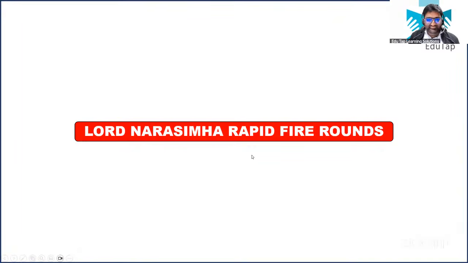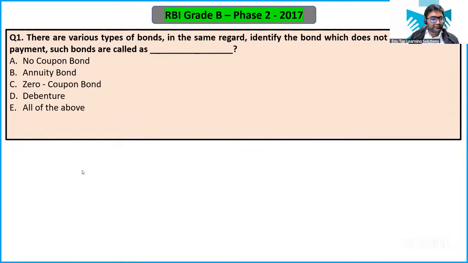First question for you, please answer it. Over YouTube you can also answer, Pradeep, your doubt. I hope your doubt is clear. So what is the first question here? Various kinds of bonds. Identify the bond which does not give any coupon payments. It's so simple.